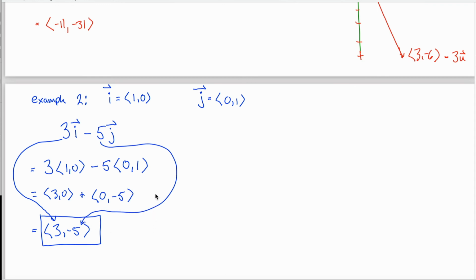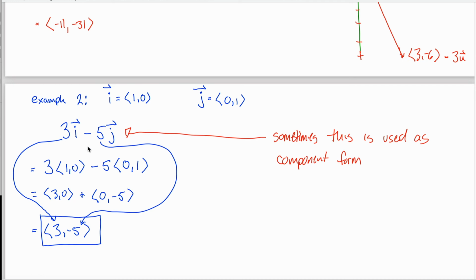Yeah, that's totally right. If we define i and j this way, then even though this kind of looks like a question that needs to be evaluated, 3i minus 5j, we can kind of see how that immediately gives us this vector 3, -5. In fact, it's so immediate that sometimes this isn't even thought of as a question. This is kind of thought of as an answer. If I have this vector 3, -5, one way I could represent it is 3i minus 5j.